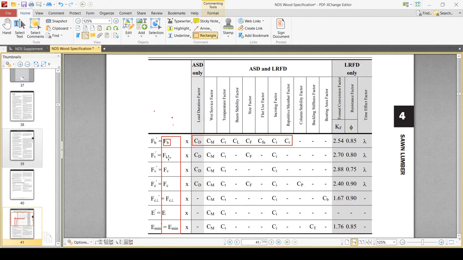So, again, we're just looking at the reference design values today. We're going to look up where to find these in various tables. We're going to work through a series of examples, and that will be the topic for today's material.